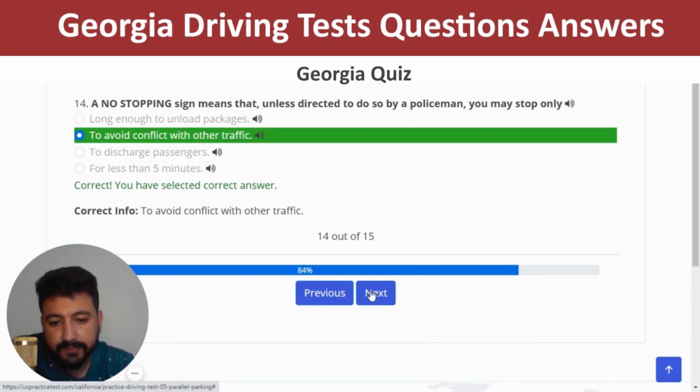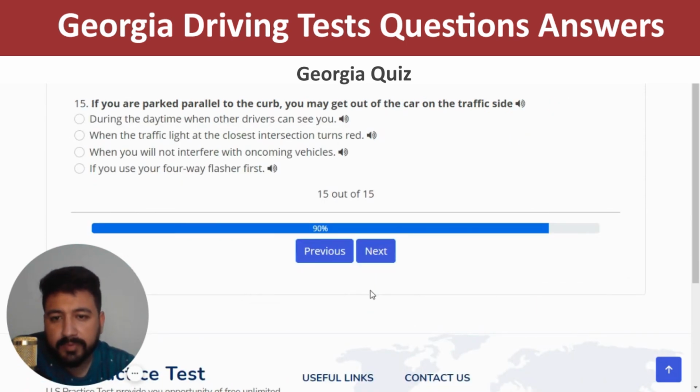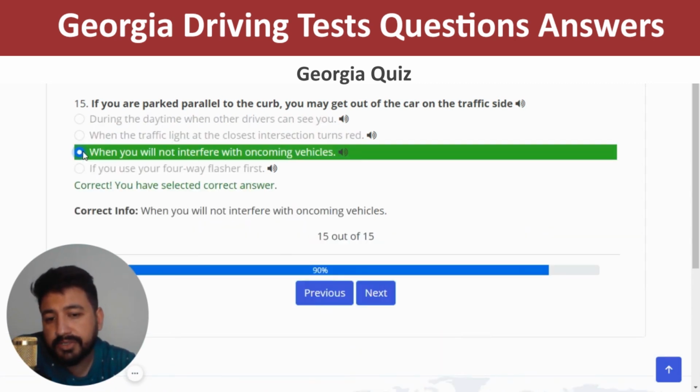Yeah, and next. Last question is if you are parked parallel to the curb, you may get out of the car on the traffic side. The right answer of last question is when you will not interfere with oncoming vehicles. So I'm going to click on the third option. This is the correct one, and this is also the end of quiz number 5.